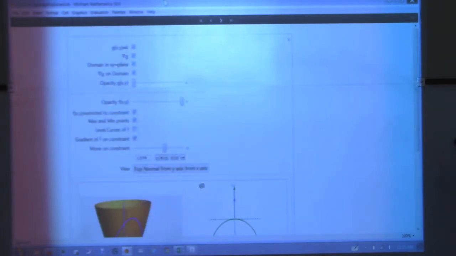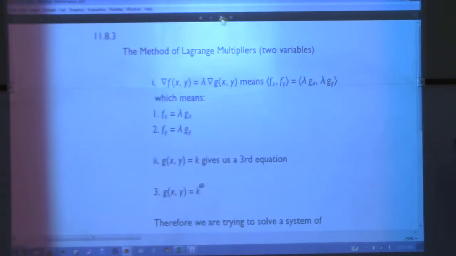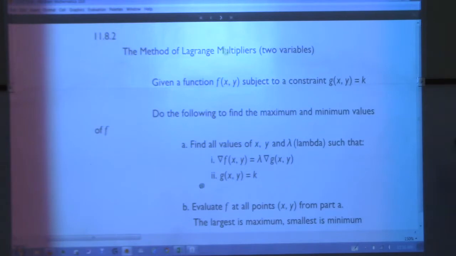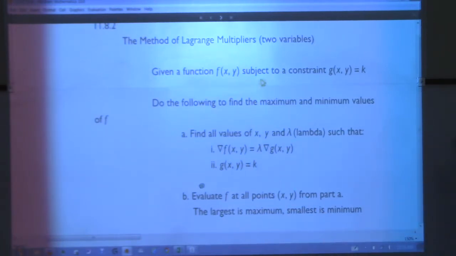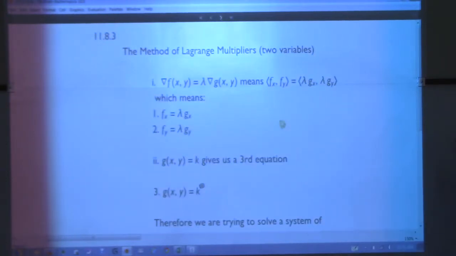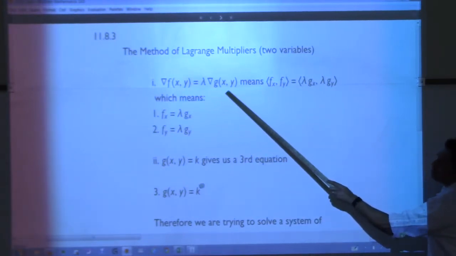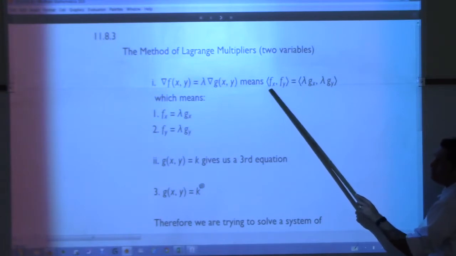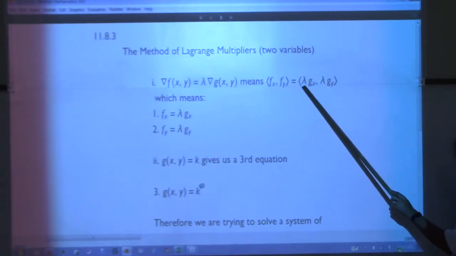All right, let's do an example. Oh, wait, before, I have to break this down a little bit. Remember the gradient of F is a vector, right? So if we look at that equation, part one, if we break it down, the gradient of F being equal to lambda times the gradient of G means the partial of F with respect to X, partial of F with respect to Y, this is our gradient vector of F, must be equal to lambda times the gradient vector of G.